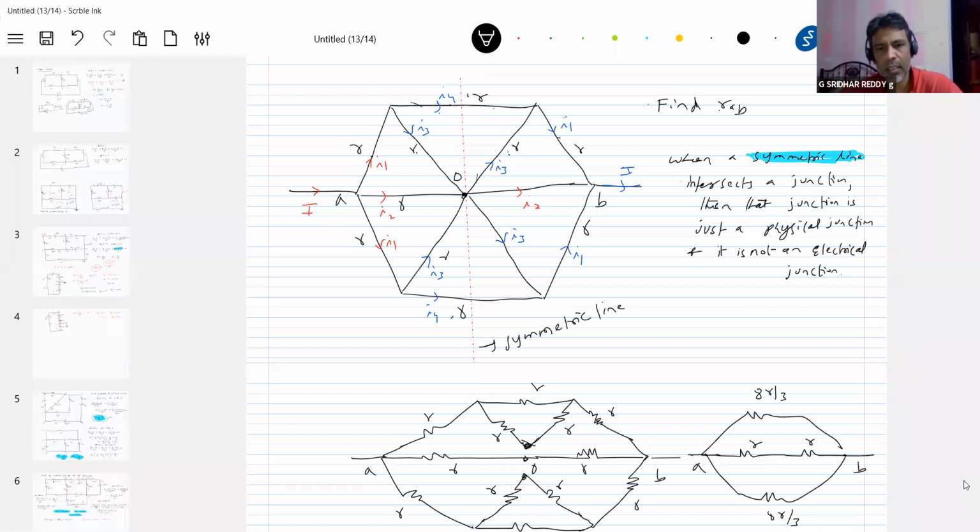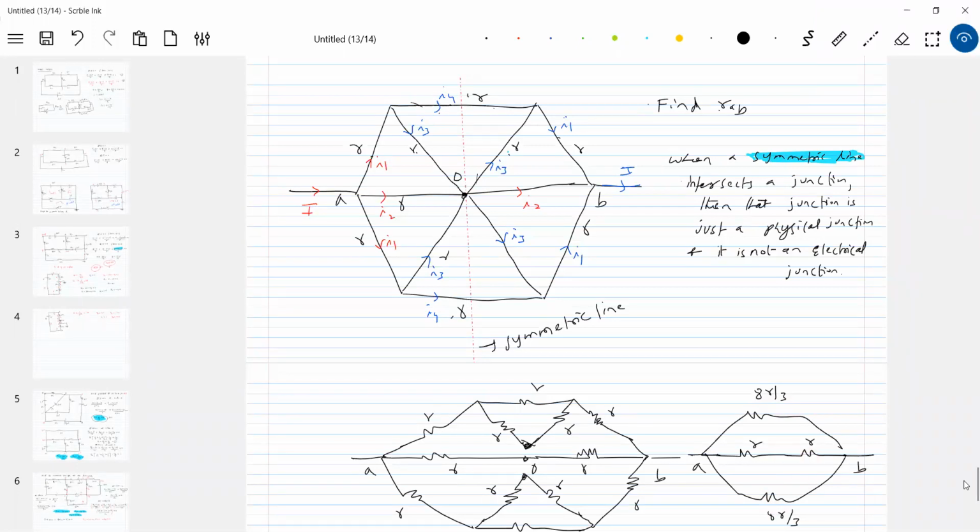Now this part of the circuit is simple series parallel: 2R by 3, 2R by 3 in parallel, plus 2R, it will be 8R by 3. Now this 8R by 3, 8R by 3 are parallel. Then their effective is in parallel with 2R. Then we'll get RAB. Anybody, value of RAB? 4R by 5, 4R by 5.